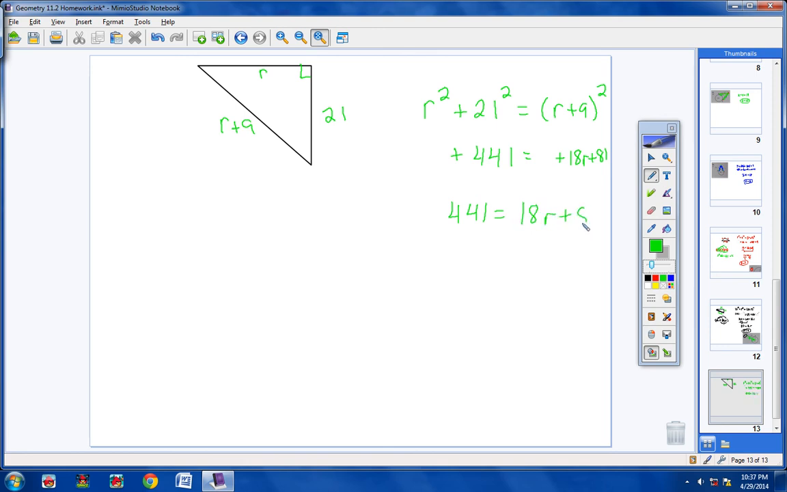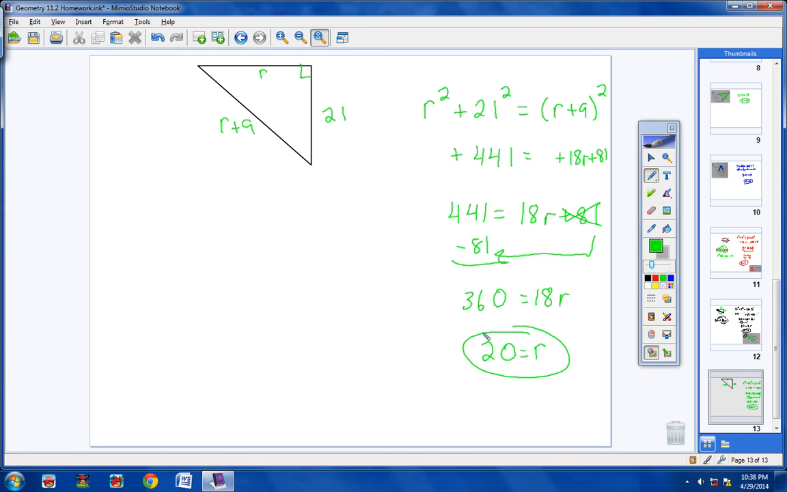Well, we're trying to solve for r, so we're going to bring the 81 over and make it a negative 81. And we're going to be left with 360. All right? 360. Now if we take 360 and we divide that by 18, we're going to come up with 20. And that is the correct answer. 20 equals r. So let's review the three things that we learned in this lesson.